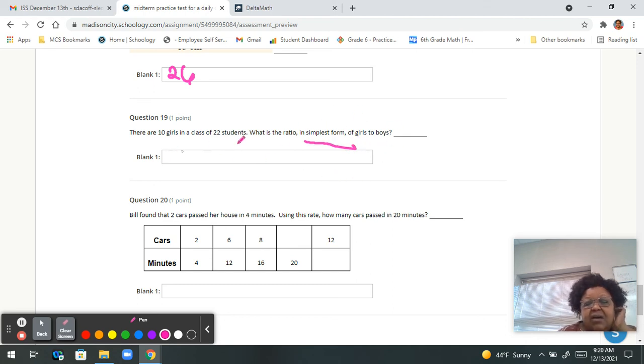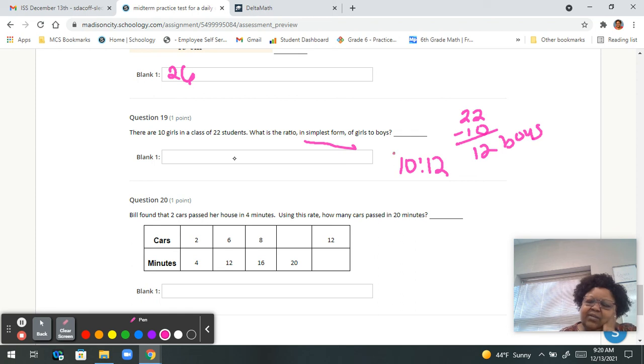So of girls to boys. Now, they didn't tell us how many boys, right? Most of you knew how to do this. If there are 10 girls in a class of 22 students, I'm just going to subtract the girls from the total to get the boys. So I have 12 boys in class. And a lot of you left your answer as the ratio of girls to boys, but you can't do that.